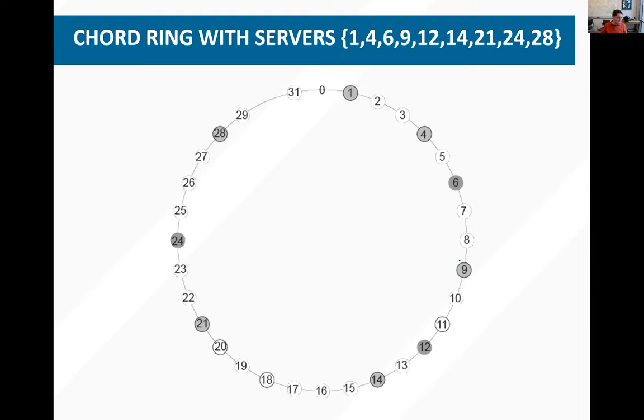We take the IP address or the host name of each of those servers, we run it through our hash function, and it turns out that we get these values: 1, 4, 6, 9, 12, et cetera. I'm going to shade these values on the screen, indicating that that's where the nodes are.